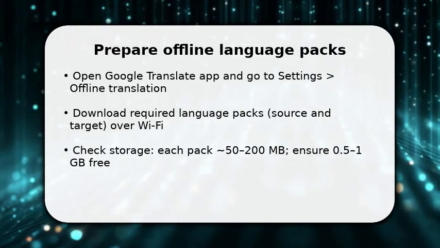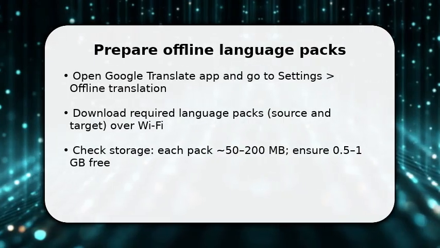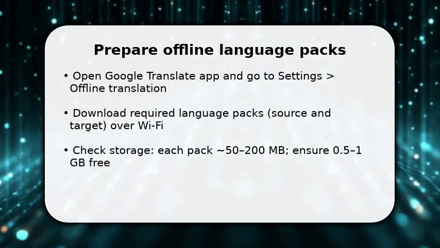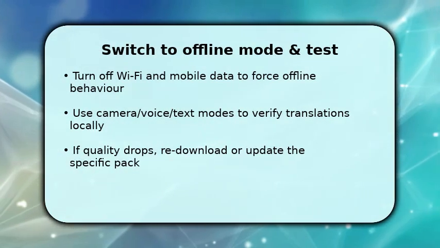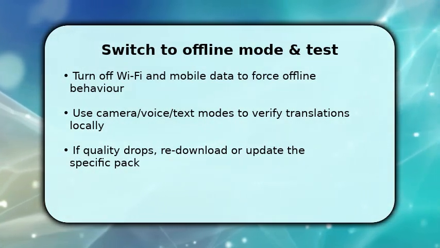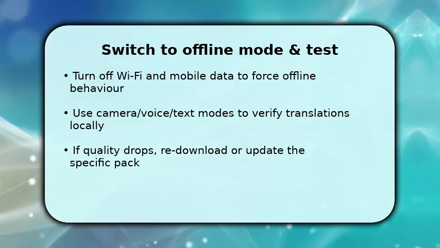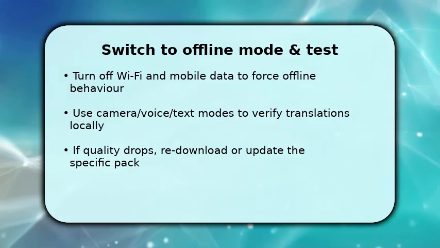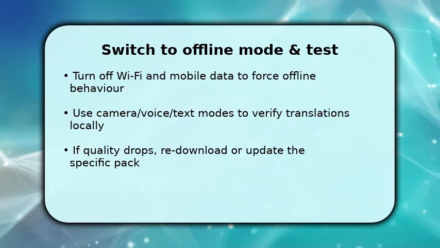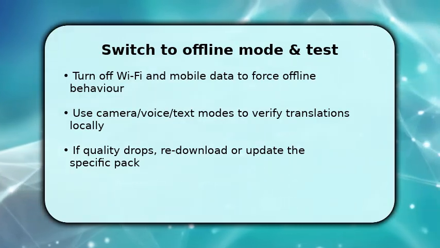This step lets the app run entirely without internet, because the model's live on your device rather than in the cloud. Now switch your phone to offline mode by disabling Wi-Fi and cellular data so the app can't reach online services. Open Google Translate and test text input first, then try the camera for instant OCR translations and the conversation mode for two-way speech. The app uses the downloaded models, so performance is local and immediate.